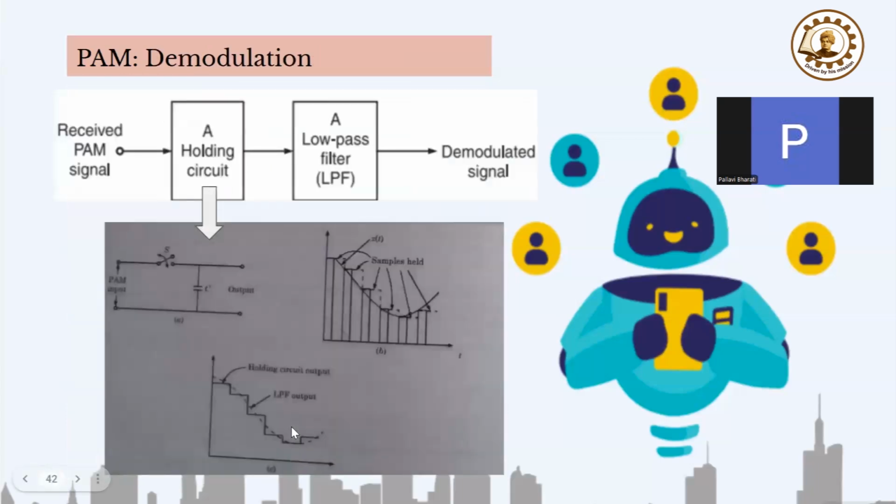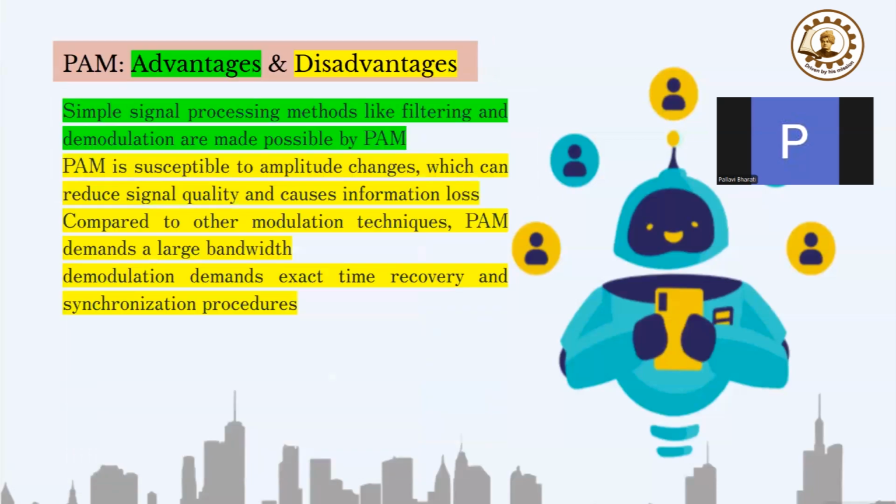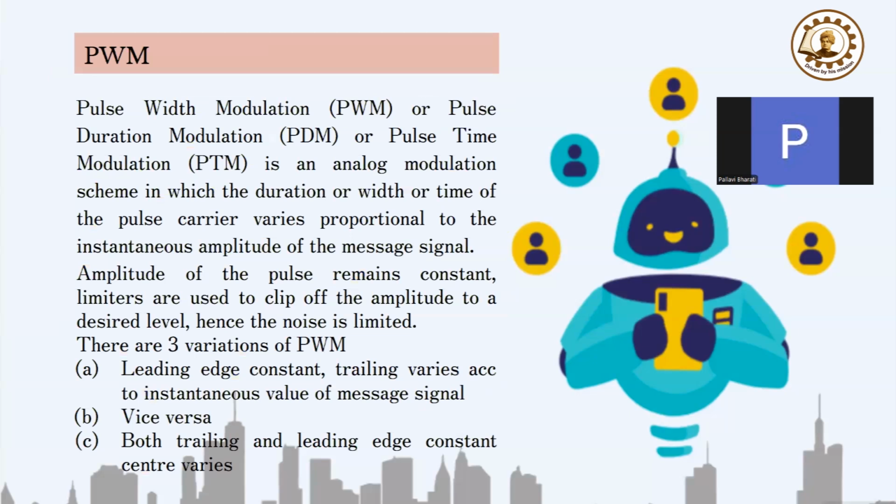And when you are demodulating it, you will use a holding circuit. The holding circuit will consist of a switch and capacitor, and then again a low pass filter to reconstruct it. The disadvantage is that since it is varying the amplitude, noise is introduced, and the noise is creating issues over here, which is leading to a loss in the signal quality.